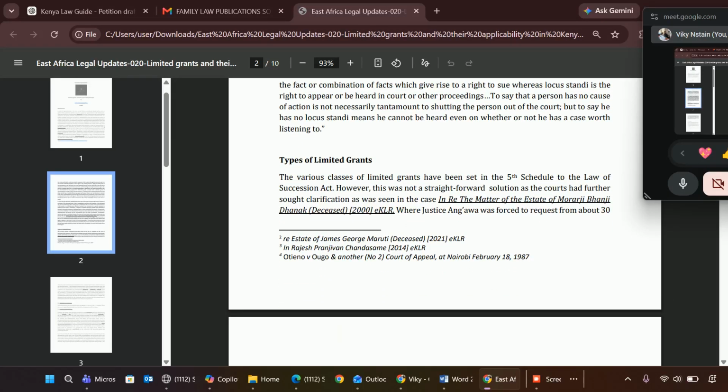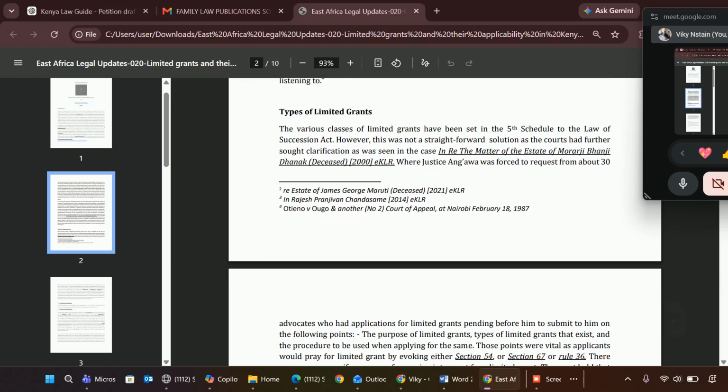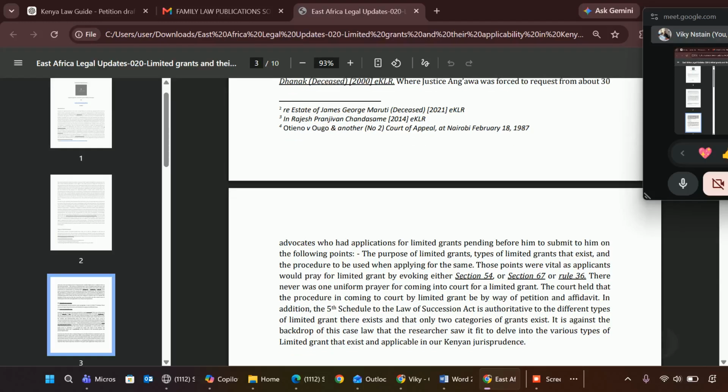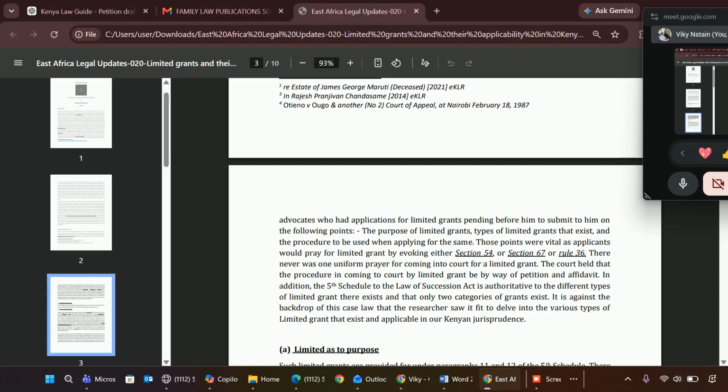So the various types and classes of limited grants have been set out in Schedule 5 to the Law of Succession Act. However, you should note that this is not a straightforward solution, as the courts had further sought clarification, as was seen in the case of Matter of the Estate of Banji, 2000, where Justice Angawa was forced to request about 30 advocates who had applications for limited grants pending before him to submit to him on the following points: the purpose of limited grants, the types of limited grants that exist, and the procedure to be used when applying for the same. Okay.